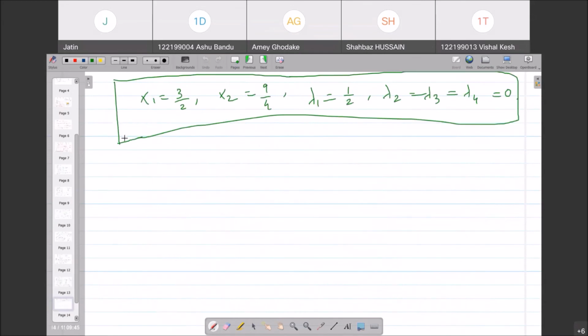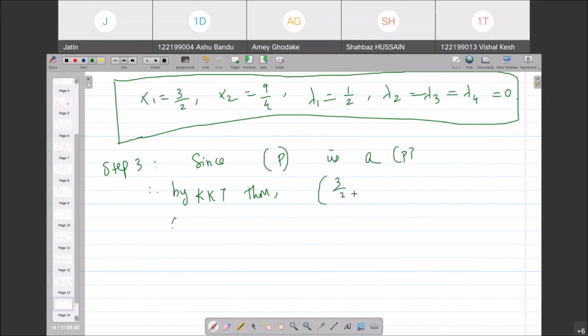And now since this is a CPP, step 3, since the problem P is a convex programming problem, therefore by KKT condition, by KKT theorem, the converse is also true, we know that. By KKT theorem, 3 by 2, 9 by 4 is an optimal point.